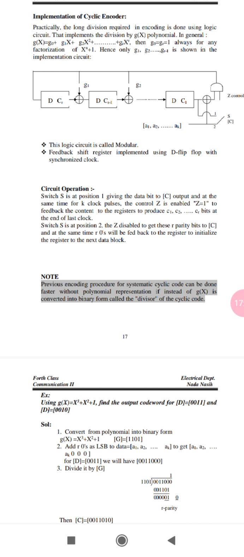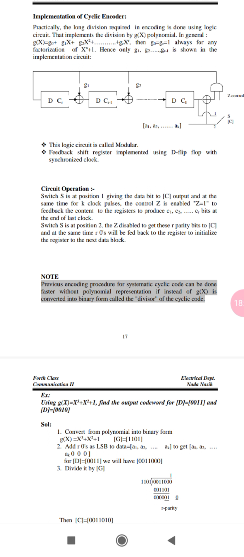Right? Here is d r minus 1. Observe the diagram. Here is the implementation circuit. Here the logic circuit is called a modular feedback shift register, implemented using D flip-flops with a synchronized clock.